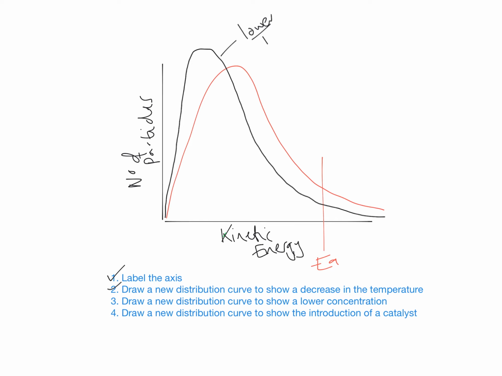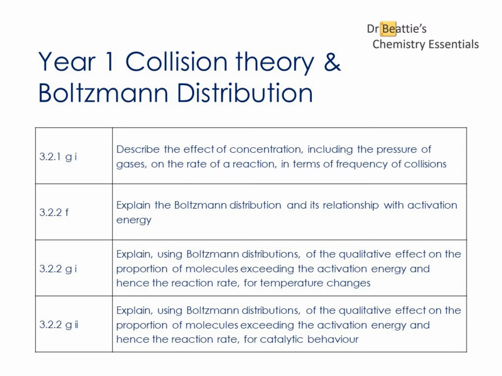A distribution curve for a lower concentration should look like this, remembering that the shape of the curve is pretty much the same as the original one that you're comparing to. And finally, a distribution curve to show the introduction of a catalyst will only lower the activation energy, so you'll get a new line for activation energy for a catalyst. But the curve would remain exactly the same as the red one originally.